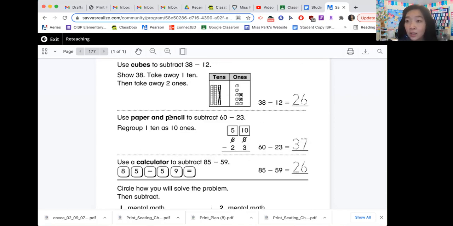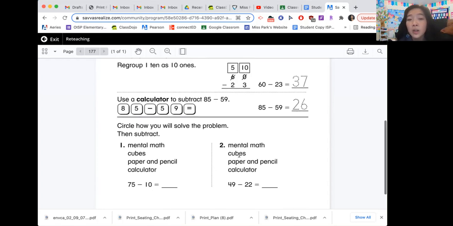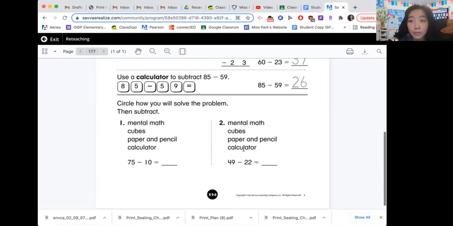And then the last way is, of course, paper and pencil, which we've been working on. Move on to the ones, go next door and get 10 more. 10 minus 3 equals 7. 5 minus 2 equals 3. And then obviously you can always use a calculator for real world problems, okay?